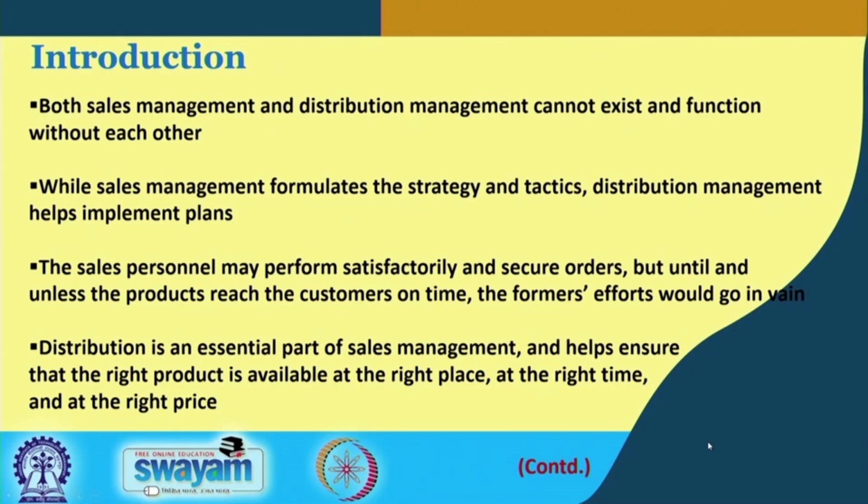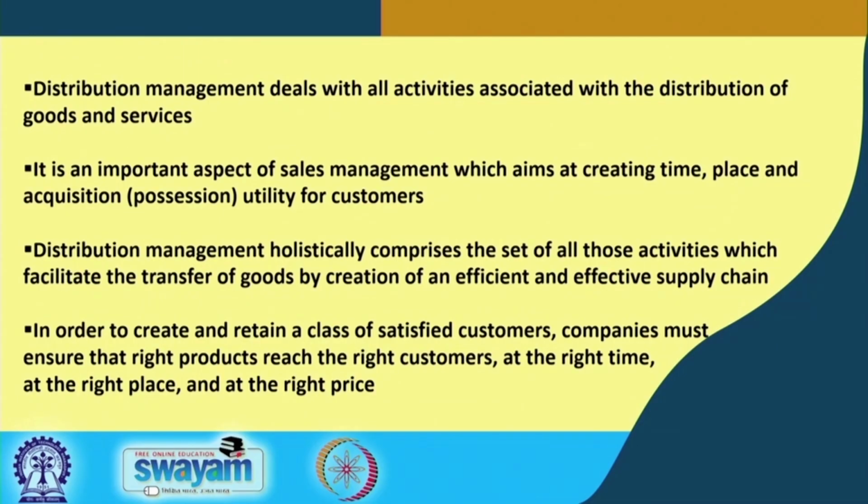So, while sales management formulates the strategy and tactics, distribution management helps implement these plans, and both sales and distribution management go hand in hand. Now, distribution management deals with all those various activities which are associated with the distribution of goods and services. It is a very important aspect of sales management, and the basic objective here is to create time, place and acquisition utility for customers. We shall be discussing time, place and acquisition utility subsequently, but in order to create and retain a set of satisfied customers, companies must ensure that the right products reach the right customers at the right time, at the right place and at the right price.